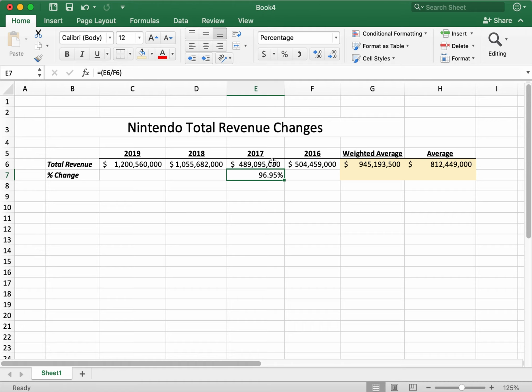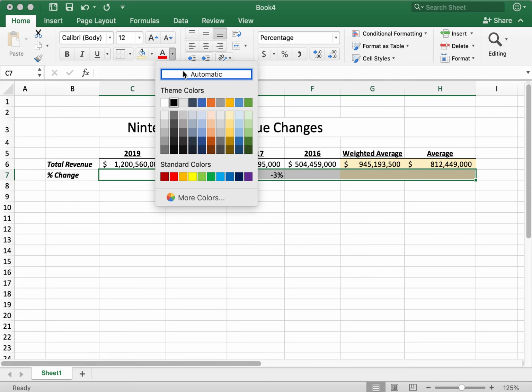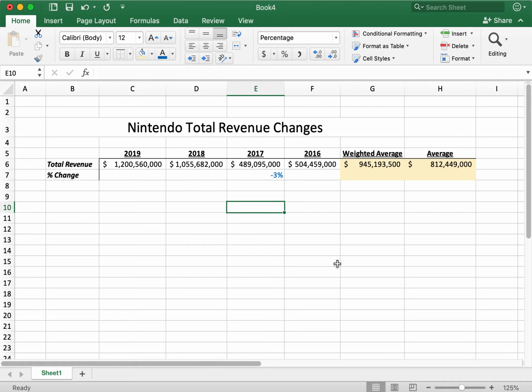So what do I do to get this from a positive 96 to a negative 3? Well, I have to subtract the original number, right? I have to subtract 100%. What is 100% in decimal format? Minus 1. And now I'm looking at 3.05%. If I wanted to remove some decimal places, just to make it easy, it's 3%. And just for the sake of making it color-coded differently, you guys are now all blue text. There we go. So let's do the same thing over there.